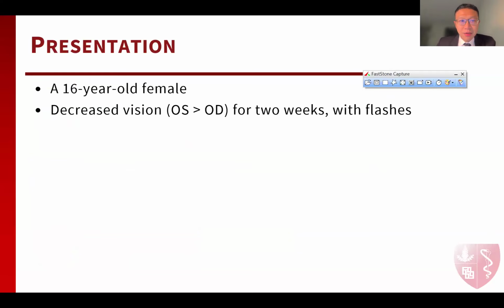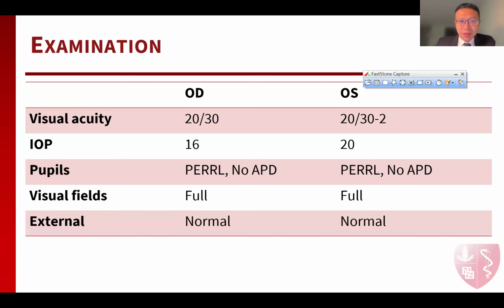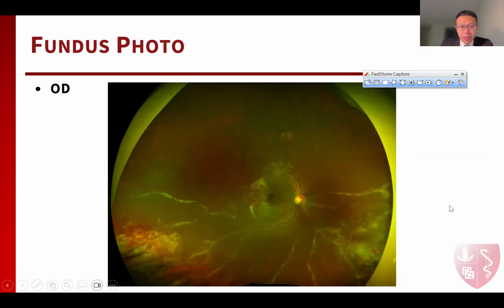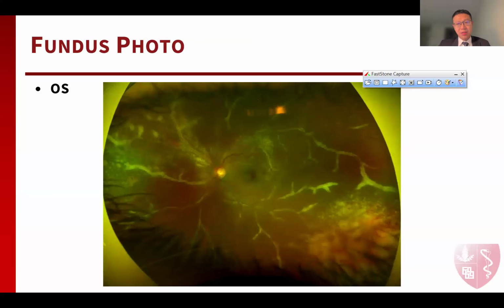This is a 16-year-old female who complained of decreased vision, left eye more than right eye, for 2 weeks with flashes. The visual acuity is 20/30 in both eyes. Slit-lamp examination is remarkable for 1+ cells in the anterior vitreous. Here is the fundus. As we can see here, the disc margin is clear, but there are macular hemorrhages at the temporal side of the macula, as well as infiltration along the blood vessels, and there are also multiple retinal infiltrations in the peripheral retina associated with retinal hemorrhages. The left eye is even more prominent, as we could see more infiltration along the blood vessels.